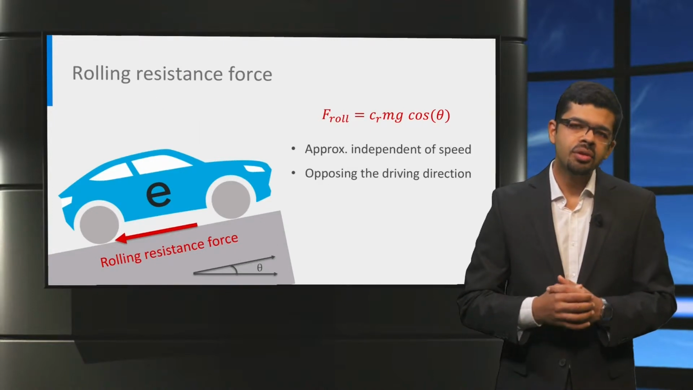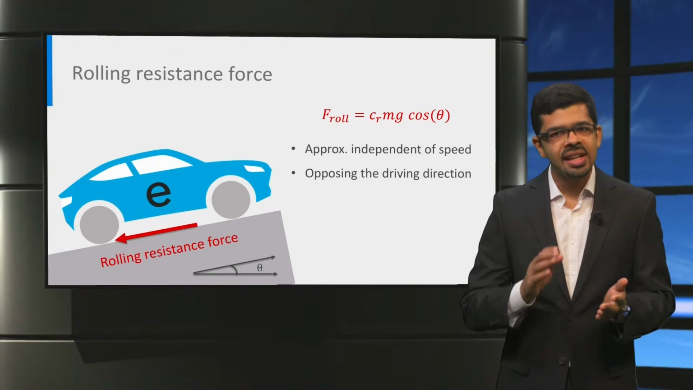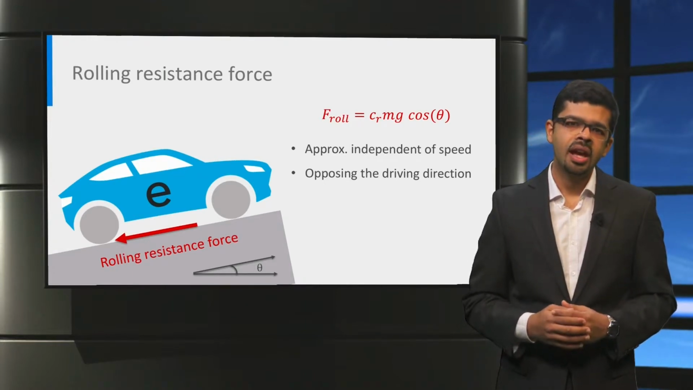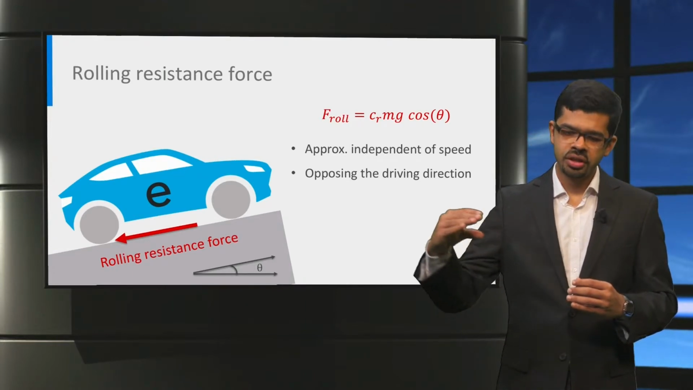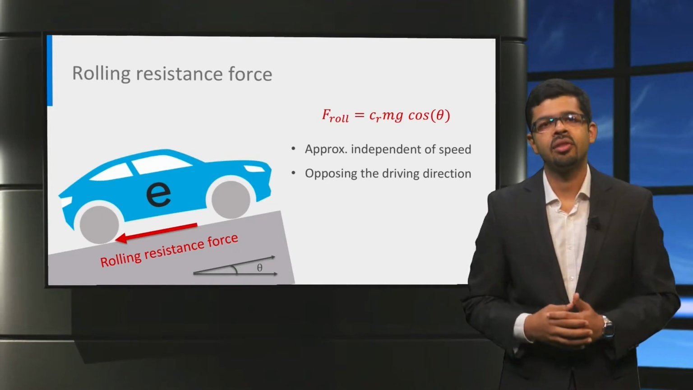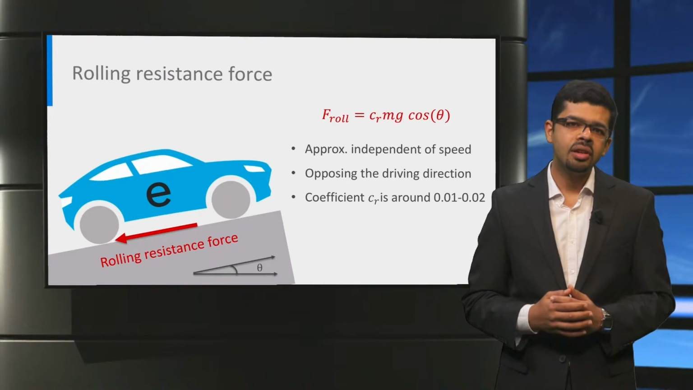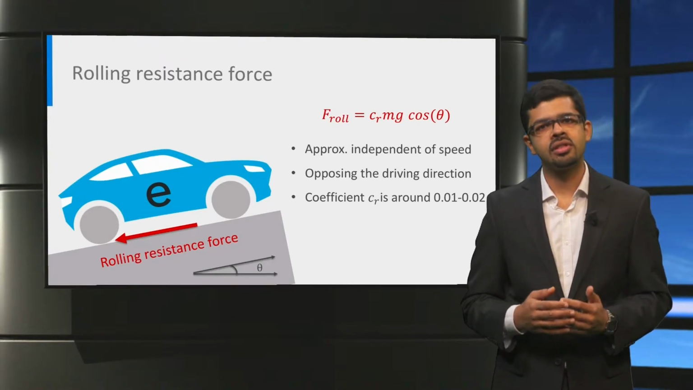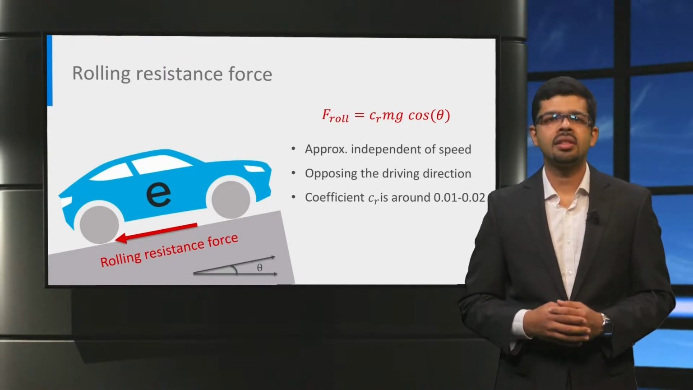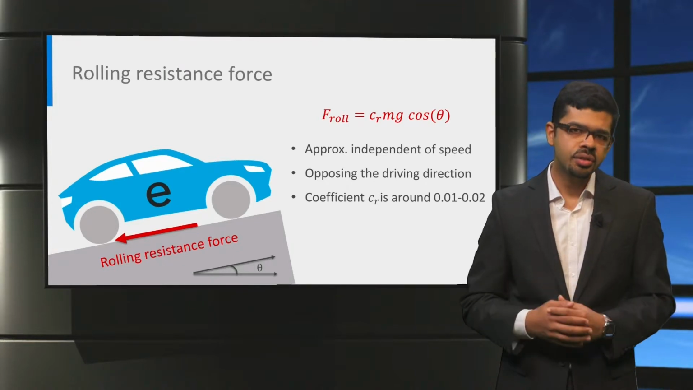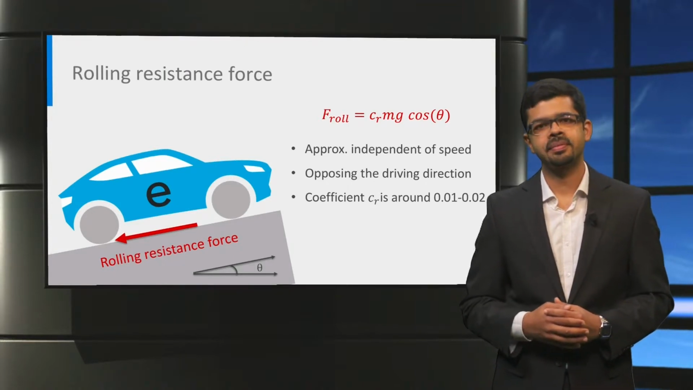It is important to note that the rolling resistance force is independent of the vehicle speed, and it always is opposite to the direction of the vehicle. The coefficient CR should be low so as to keep the frictional losses low. For modern cars, it is typically around 0.01 to 0.02.